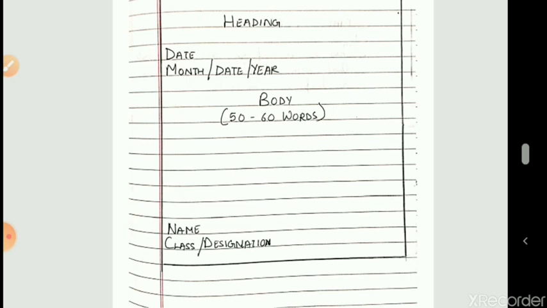Then again leave one line. You'll be writing the heading. That also you'll be extracting from the question itself, and after writing the heading in the center, you'll again leave one line, and then you'll write the body of the notice, which will include time, date, place, venue, when you are going, where you are going, and things like that. After that, on the left hand side will come your name, again in capital letters, and after your name will come your class and designation. So this was the format of notice writing, students.